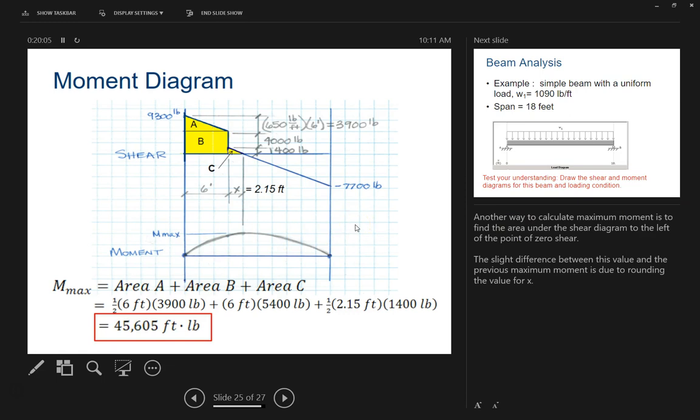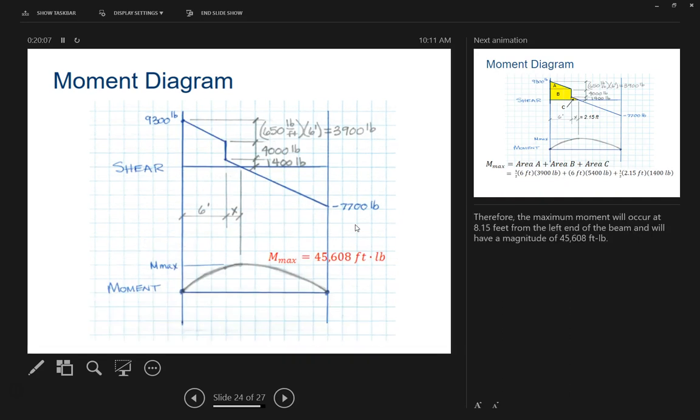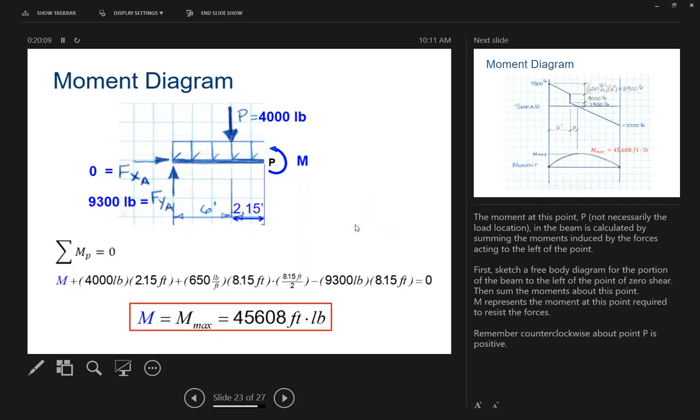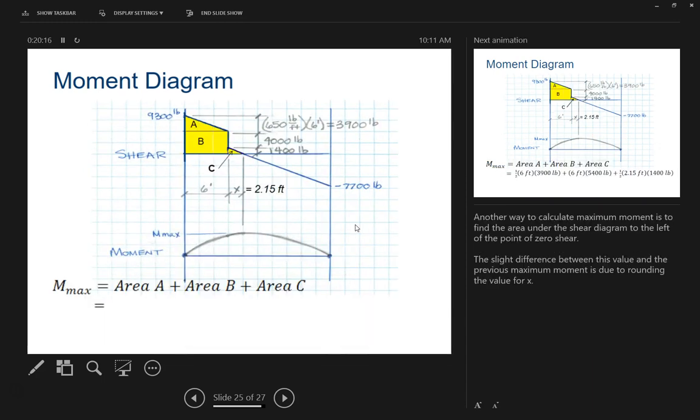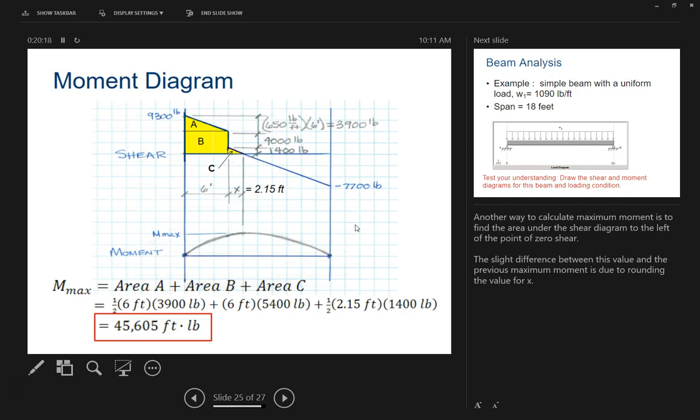45,605. So the difference being 3 foot-pounds. That's 45,608, and this one is 45,605, which, when you're talking about 45,000 pounds, 3 pounds is not going to make a big difference, right?